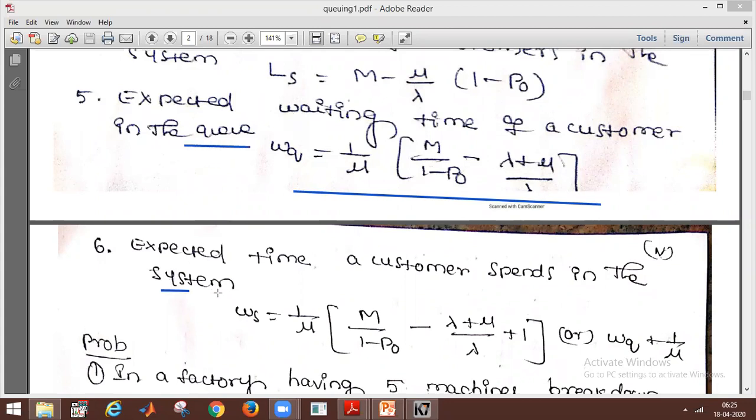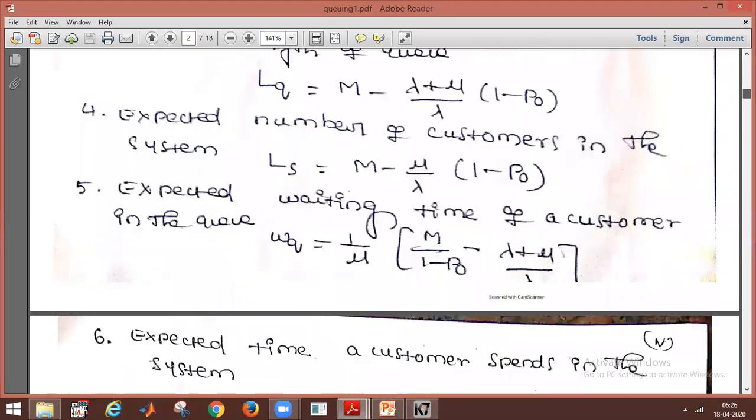Here, in the system, the expected waiting time is symbolically WS equals 1 by mu into (M by (1 minus P naught) minus (lambda plus mu) by lambda) plus 1, or simply WQ plus 1 by mu. Here we have the expected time in the queue and the expected time in the system. Those are the formulas included in the second model.